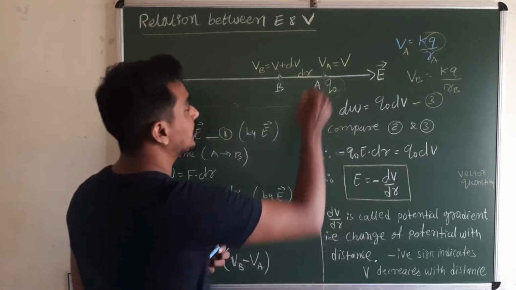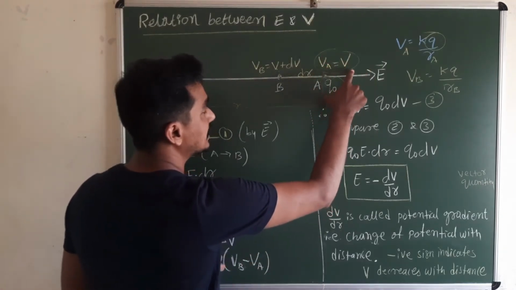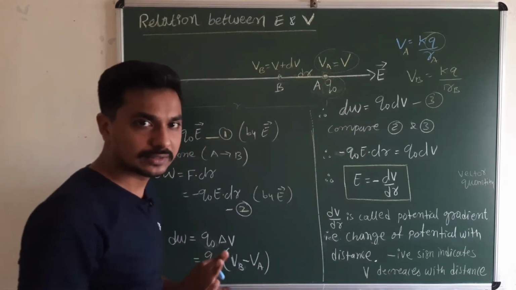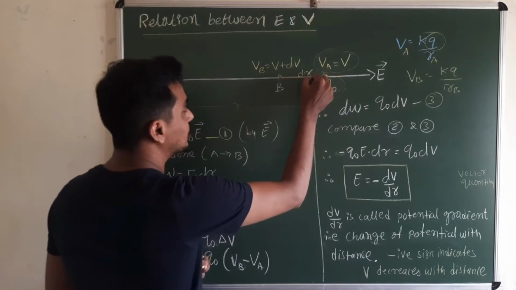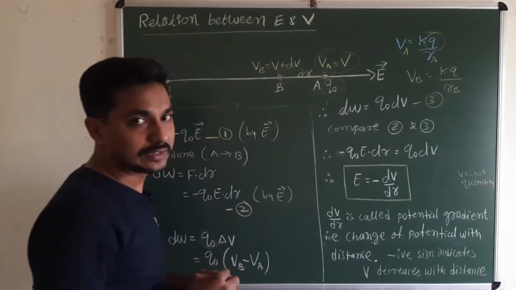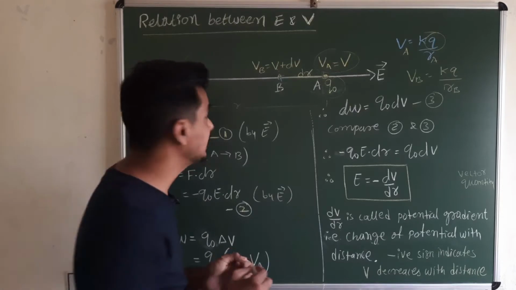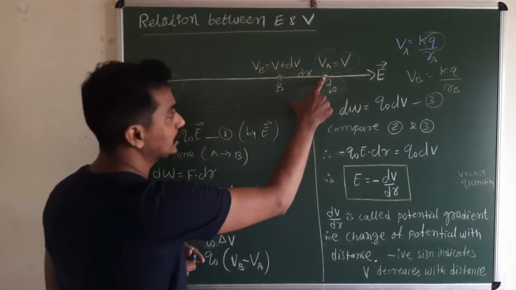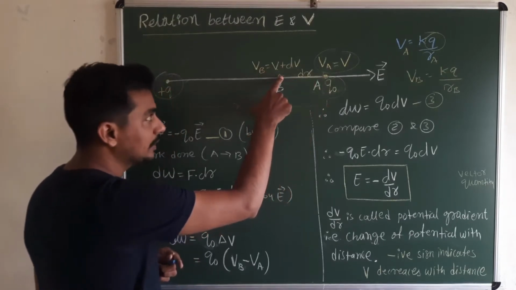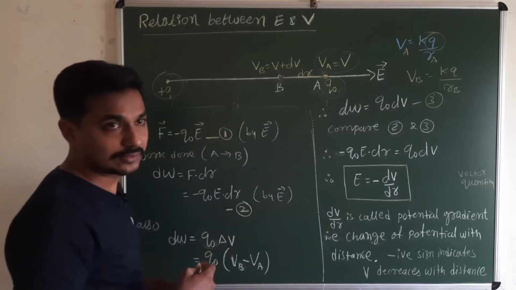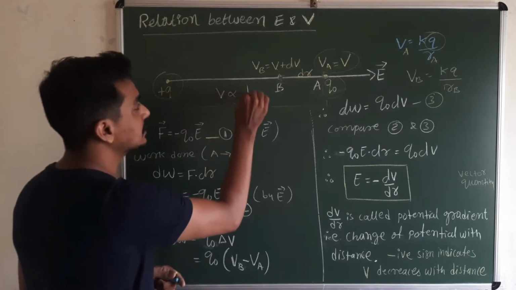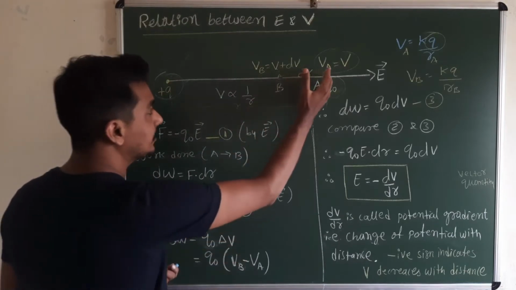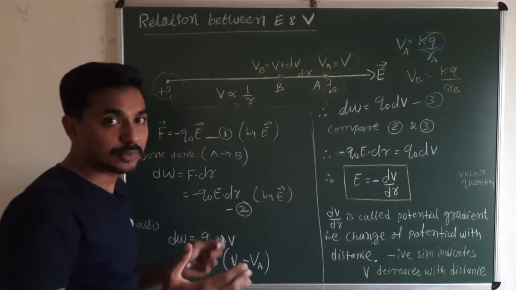Now at this point the potential VA is V. As we are moving towards this side, the potential will increase. Why will the potential increase? This charge is exerting some potential here, and we know that V is inversely proportional to R. So as we come near to the charge, the potential will increase.